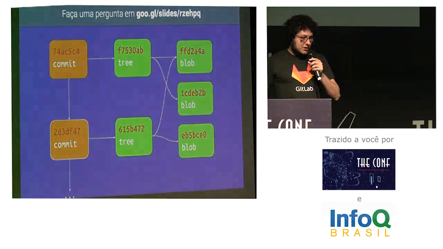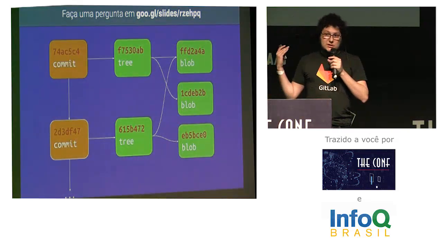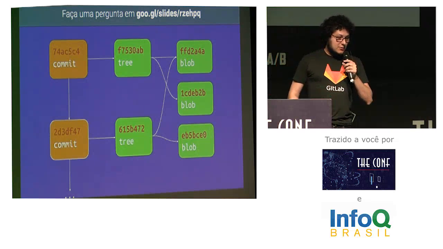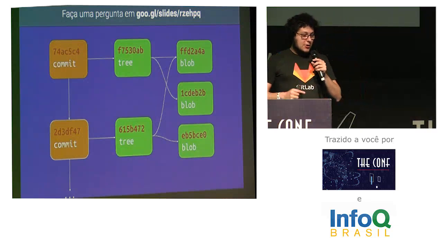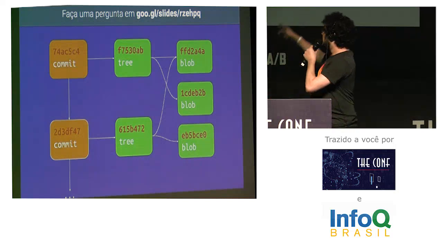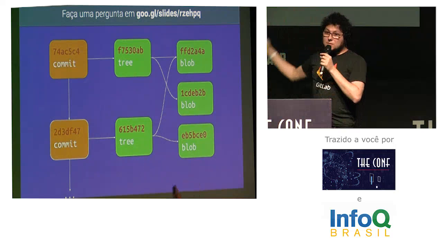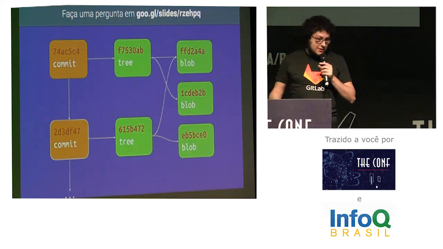So for you to have a visualization, this is what we just saw. We have the first commit, which is actually the last one. It points to trees and to blobs. And the next commit also points to another tree and points to other blobs. But you can see here that they are both sharing the same blob because that file hasn't changed between these two commits.